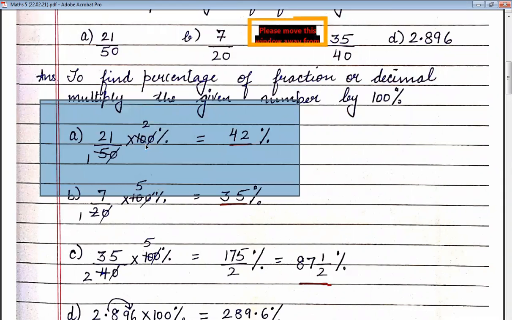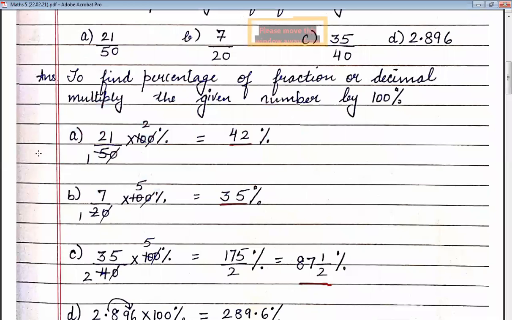So let's have a look at our very first part, that is 21 upon 50. Now just multiply it with 100 and after cancellation you will get 50 ones are 50 and 50 twos are 100. So now you are left with 21 and 2 in the numerator. So you will get 42%. So what is the answer in the first one? 42%.